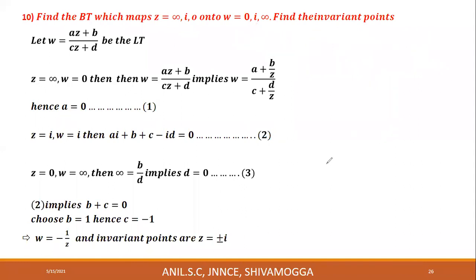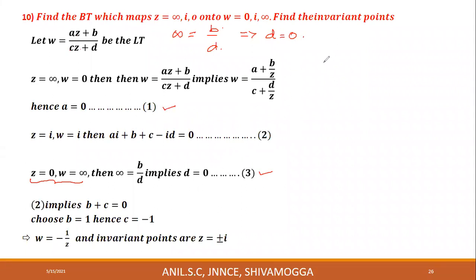Next, the third set of points. z is equal to 0 and w is equal to infinity. Substitute w is infinity and z is 0. Therefore, az and cz are equal to 0. We get b divided by d, and this ratio is equal to infinity only when the denominator is equal to 0. That means d is equal to 0. Let this be equation number 3. a is equal to 0 and d is equal to 0.